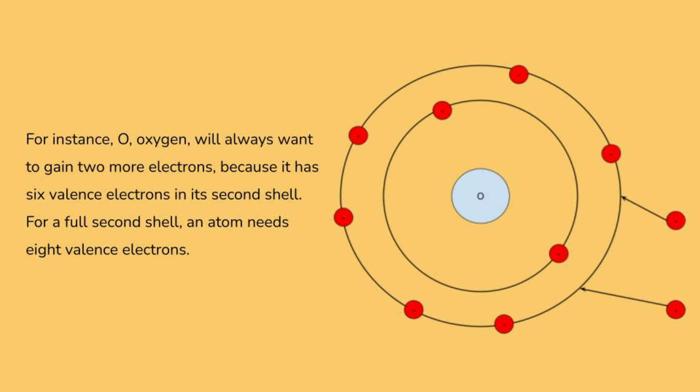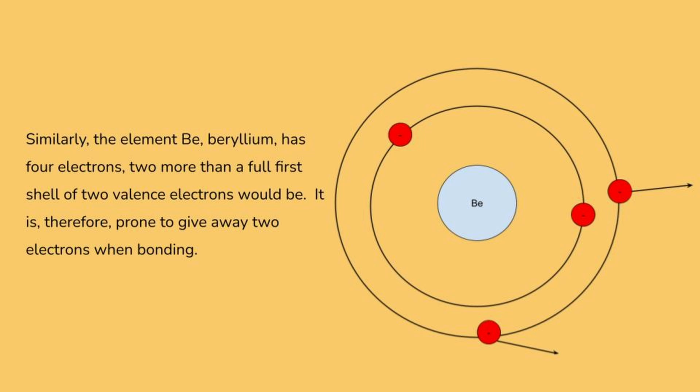For instance, O, oxygen, will always want to gain 2 more electrons because it has 6 valence electrons in its second shell. For a full second shell, an atom needs 8 valence electrons. Similarly, the element Be, beryllium, has 4 electrons, 2 more than the full first shell of 2 electrons would be. It is, therefore, prone to give away 2 electrons when bonding.